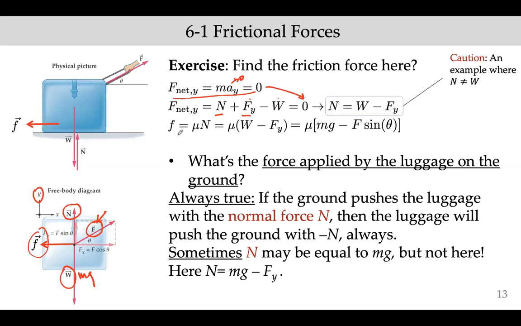Now, what is the friction? Well, friction definition is this. Always you have to find the normal force first to be able to find the friction. We just calculated normal force here. So friction force definition is mu times normal force, and normal force is weight minus Fy. Weight is mg. Fy is, now look, this angle is theta, then this component is F times sine theta. So this is the friction force for this luggage.